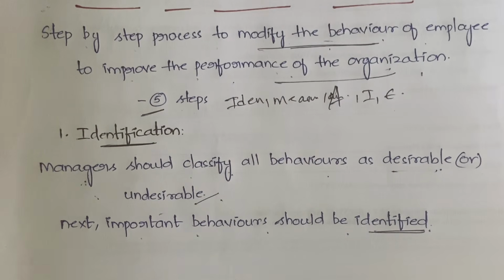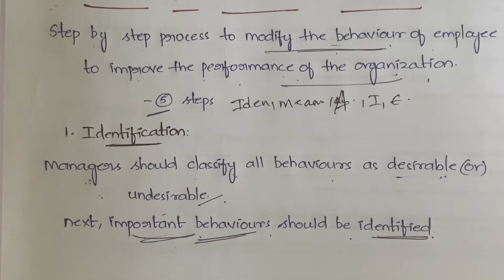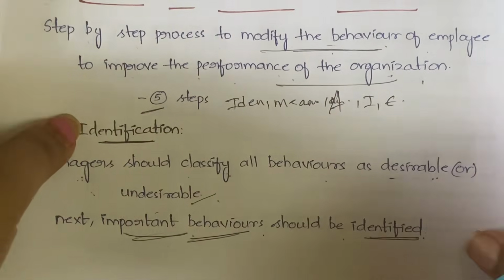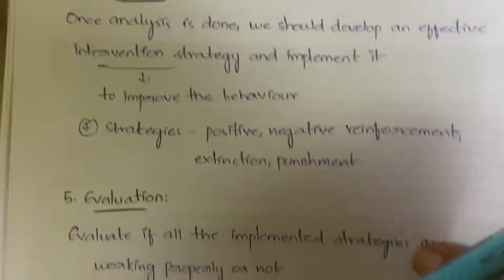So in the same way in the organization also there will be some most important behaviors. Those kinds of behaviors are identified. In the identification step you will just identify the behaviors, nothing more. Okay, after the identification step we have the next step, which is measurement.